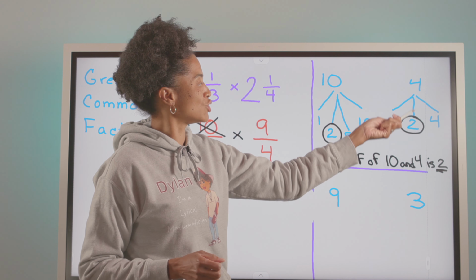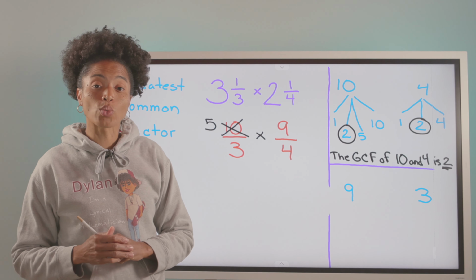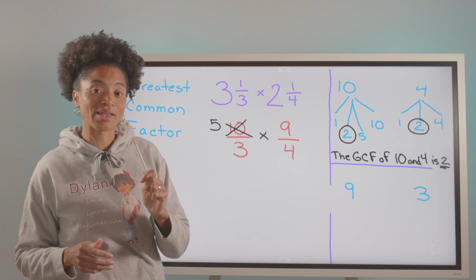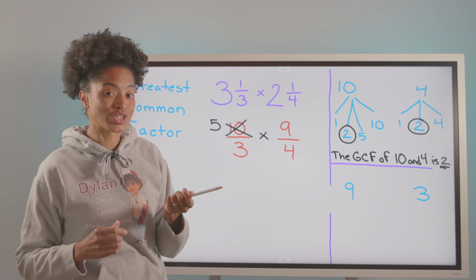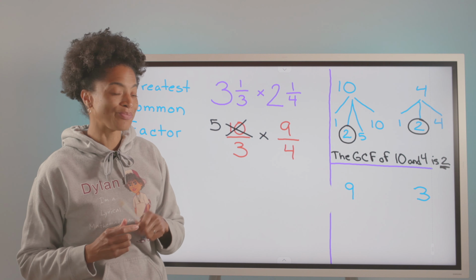How many groups of 2 can we get out of 4? Or what is 4 divided by 2? 2. So we can do 2, 4, get 2, or we can say 4 divided by 2 equals 2. Cross out that 4, make it a 2. All right, look at the other diagonal numbers.